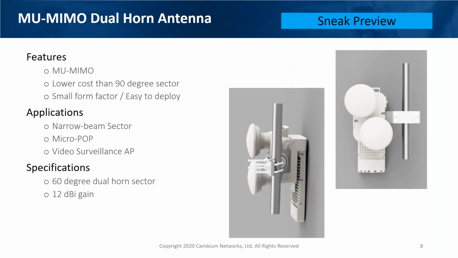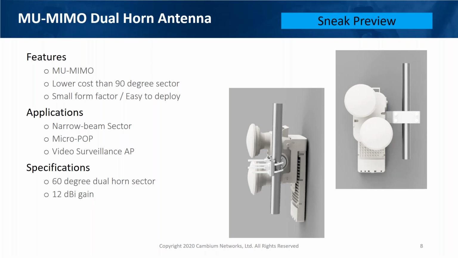I want to give you a sneak preview of a product that will be officially launching here in the next, probably we'll announce this in early April. We're doing final beta testing now, and we'll start into full production here in the next few weeks. This is a MU-MIMO dual horn antenna. So there's a couple things to digest or absorb with this product. It is MU-MIMO, so this means it works with an ePMP 3000. Supports that full 4x4 MU-MIMO and the 1.2 gigabit per second high capacity, but it uses horn antennas.